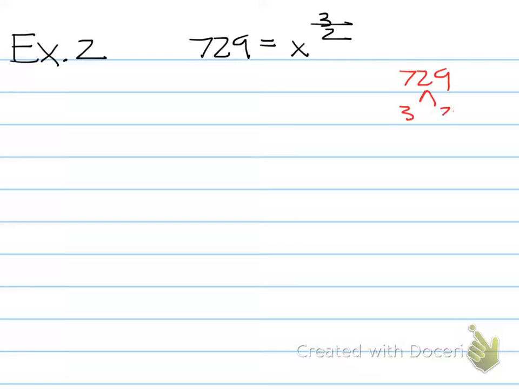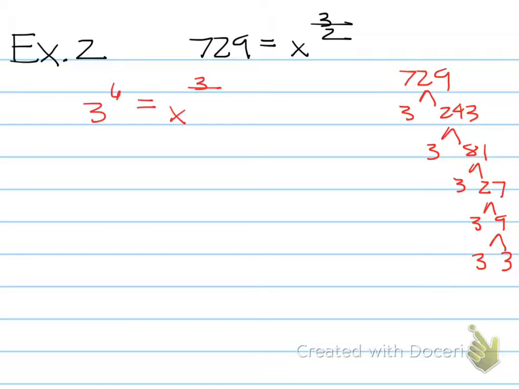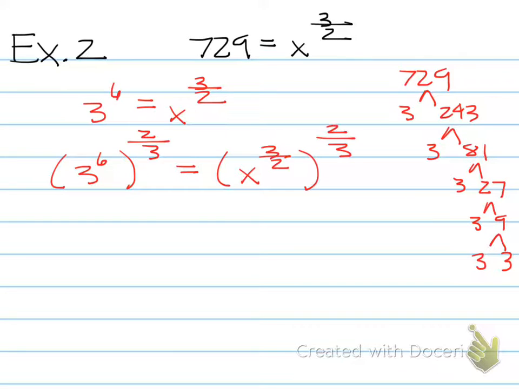Next, let's go ahead and factor 729. So instead of writing 729, I can write that as 3 to the 6th power. And the opposite of raising something to the 3/2 power is raising it to the 2/3 power. So I'm going to raise both sides to the 2/3 power. And 3 will divide into that 6 2 times. 2 times 2 is 4. So I'll have 3 to the 4th power on the left side, and just x on the right side. 3 to the 4th power is 81 again.